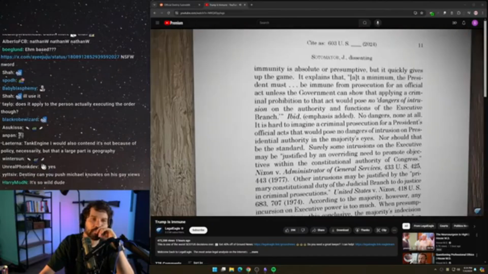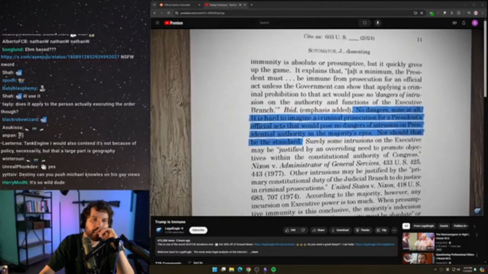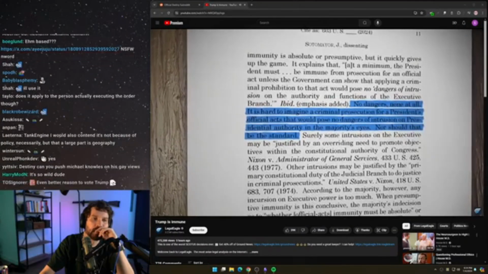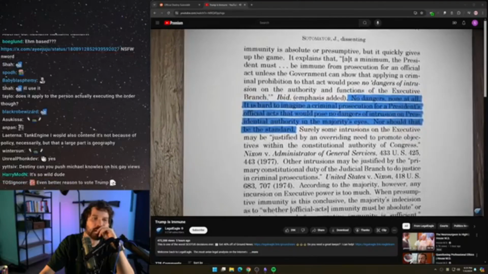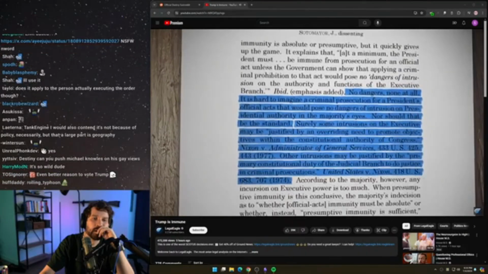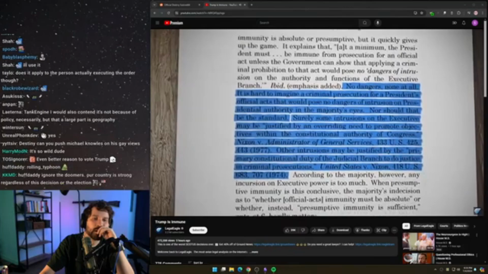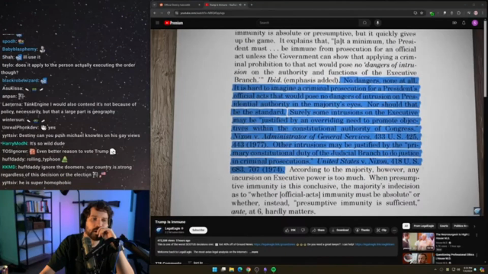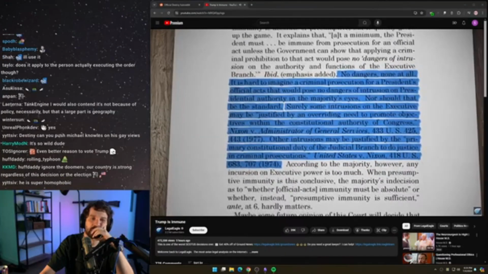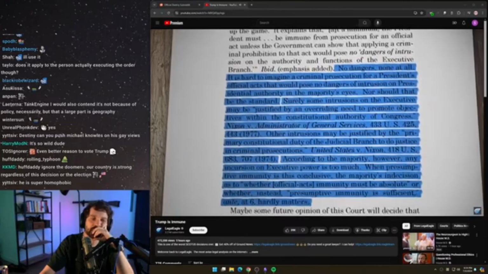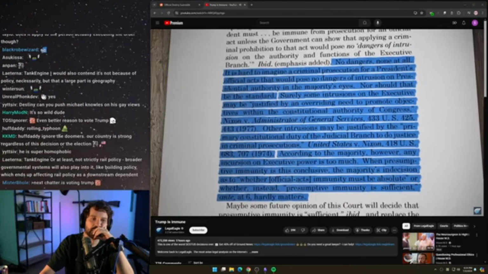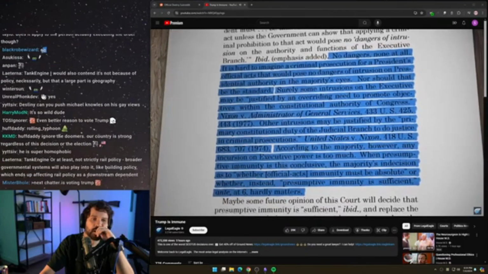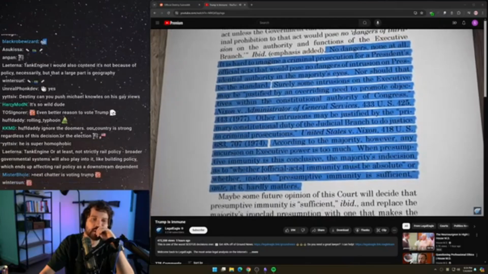As Justice Sotomayor said in her dissent, quote, no dangers, none at all. It is hard to imagine a criminal prosecution for a president's official acts that would pose no dangers of intrusion on presidential authority in the majority's eyes. Nor should that be the standard. Surely some intrusions on the executive may be justified by an overriding need to promote objectives within the constitutional authority of Congress. Other intrusions may be justified by the primary constitutional duty of the judicial branch to do justice in criminal prosecutions. According to the majority, however, any intrusion on executive power is too much. When presumptive immunity is this conclusive, the majority's indecision as to whether official acts immunity must be absolute or whether instead presumptive immunity is sufficient.